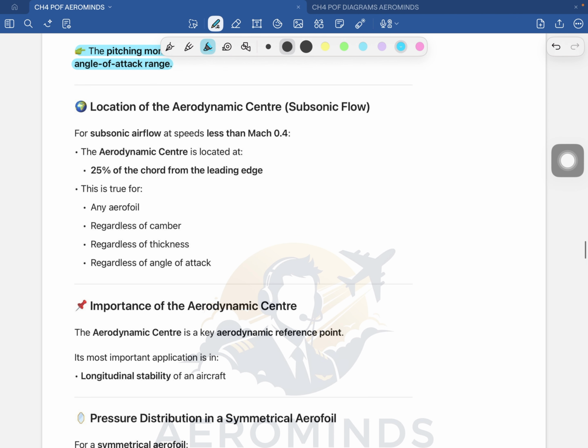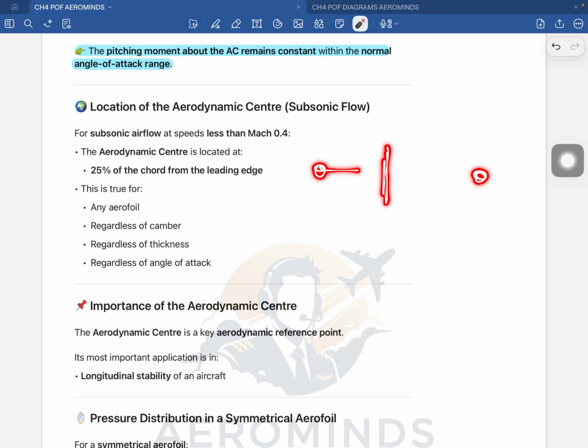Then comes the location of the aerodynamic center. For subsonic airflow at speeds less than 0.4 Mach, the aerodynamic center is located about 25% of the chord from the leading edge. Leading edge is the front. So if you measure the chord from front to back, one quarter of the distance, which is 25% from the leading edge, is the aerodynamic center. For your exam purposes, you must remember this.